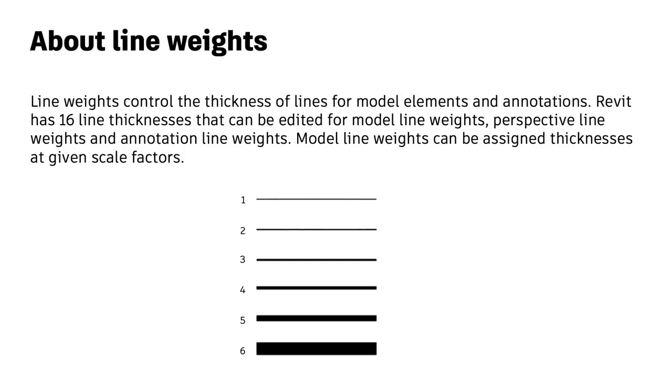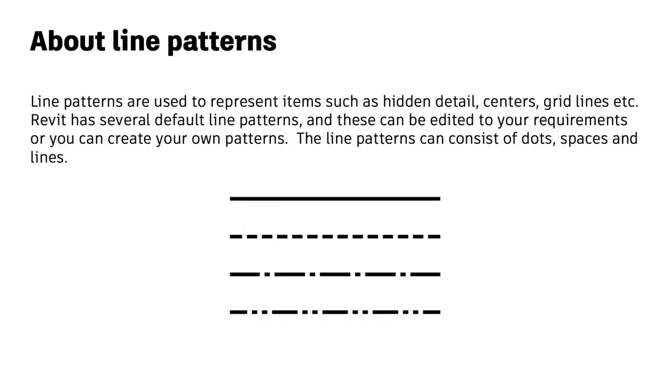Model line weights can be assigned a thickness at given scale factors. For example, line weight 2 may appear thicker for 1 inch equals 1 foot than for 1/8 of an inch equals 1 foot. Line patterns are used to represent items such as hidden detail, centres and grid lines. Revit has several default line patterns and these can be edited to your requirements, or you can create your own patterns. The line patterns can consist of dots, spaces and lines.